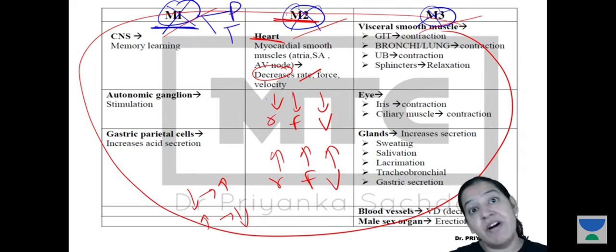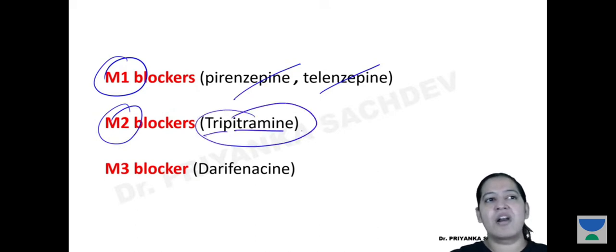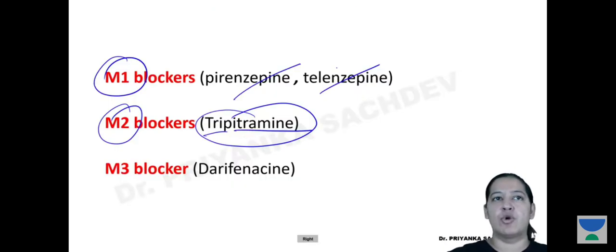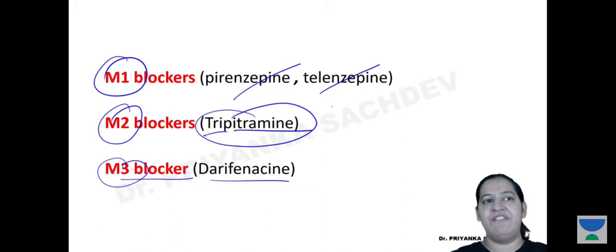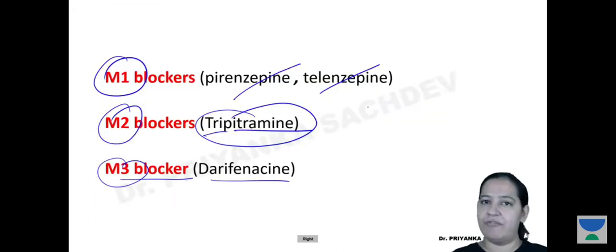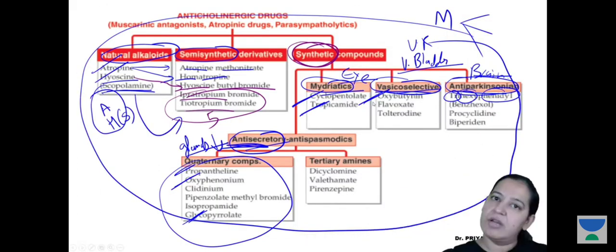These are M1 blockers. For the M2 blocker there is only one drug: tripitramine. Only one drug is there, tripitramine, which blocks M2. For the M3 blocker again only one is there: darifenacin, which blocks M3. So learn these specifics for your MCQs. You have to learn it. Apart from these, all the others are non-specific. They block M1 also, M2 also, M3 also.